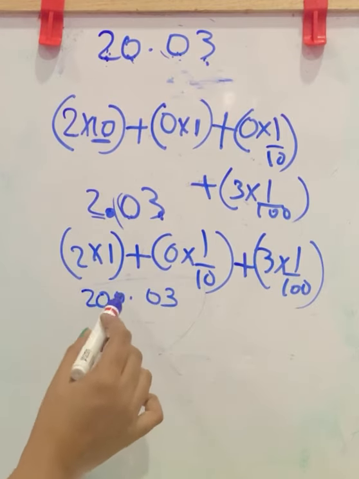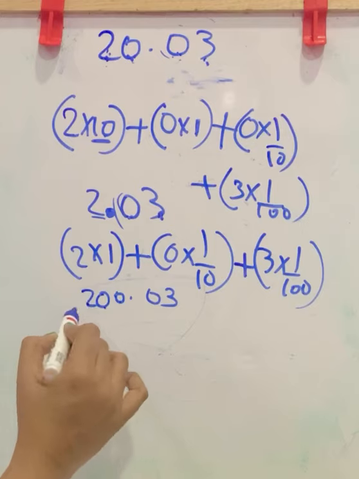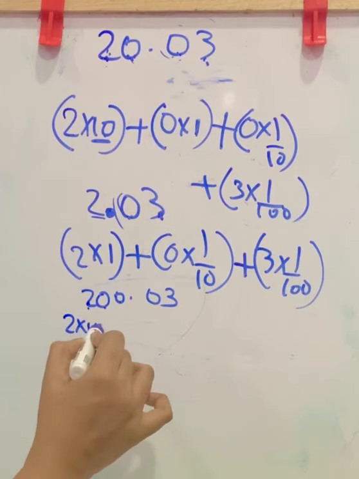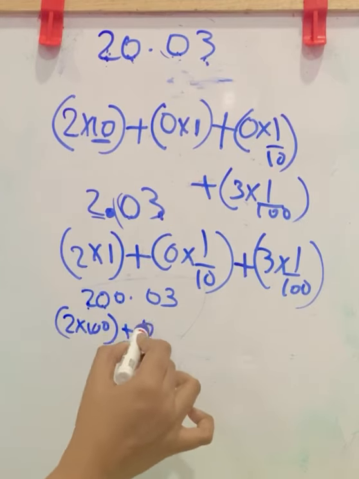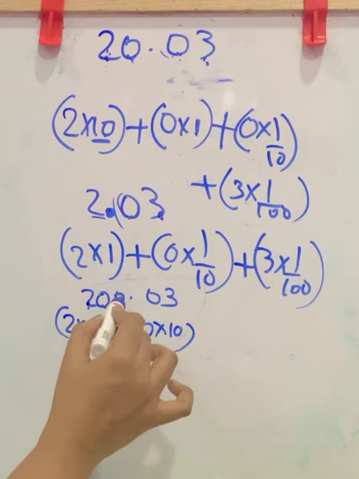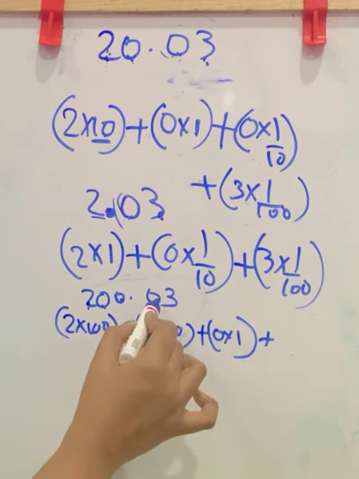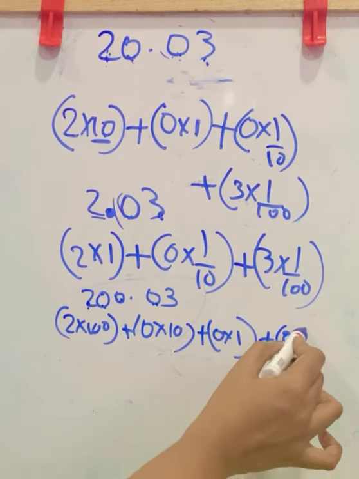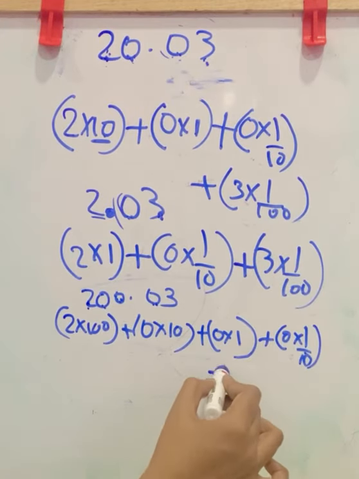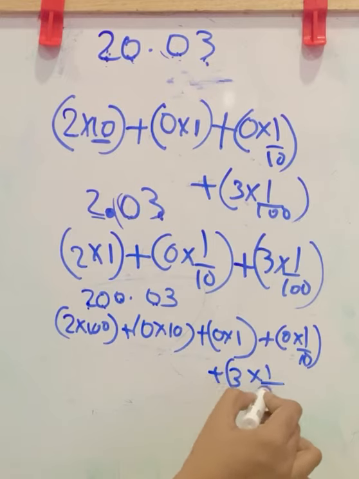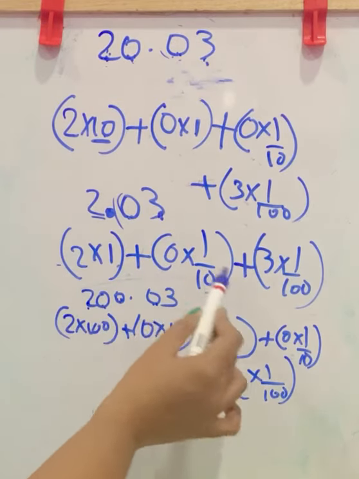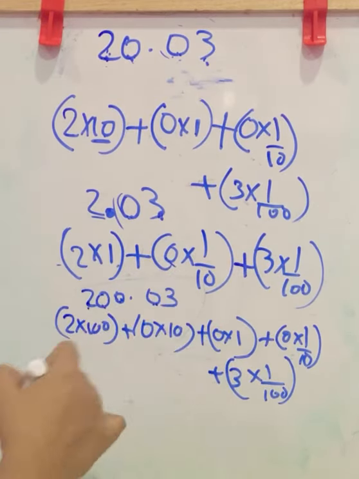200.03. That is unit, tens, hundreds. So this is 2 into 100 plus 0 into 10. This is unit. So 0 into 1. Unit means 1. Plus this is 1 by tens. So 0 into 1 by 10 plus 3 into 1 by 100. Don't forget to put the brackets here for each term.